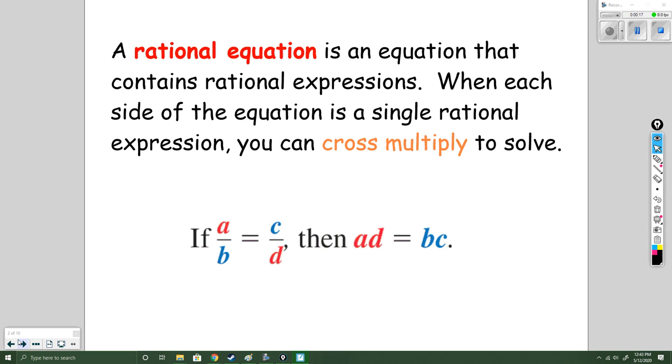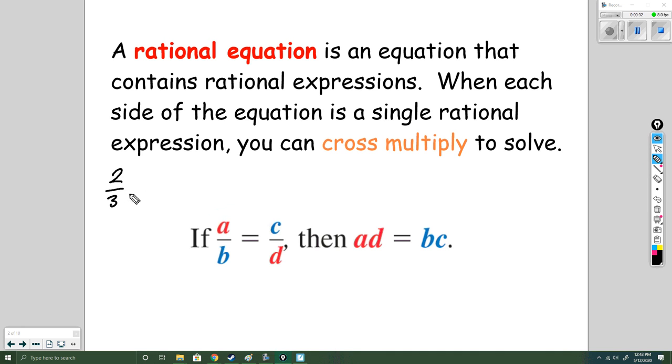A rational equation is an equation that contains rational expressions. Duh. When each side of the equation is a single rational expression, you could just cross multiply to solve. So we've done this many times before at introductory levels of math.